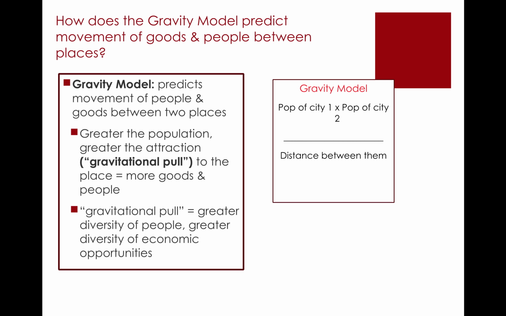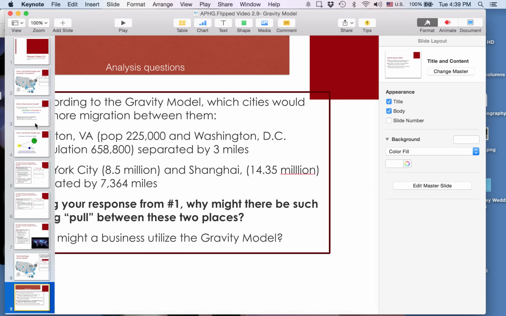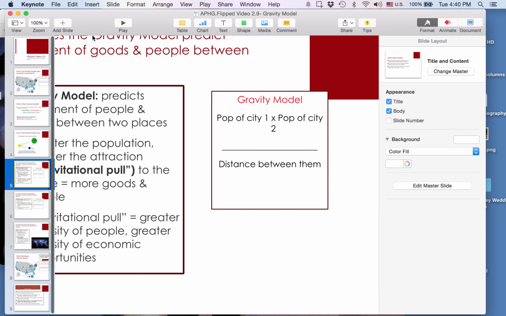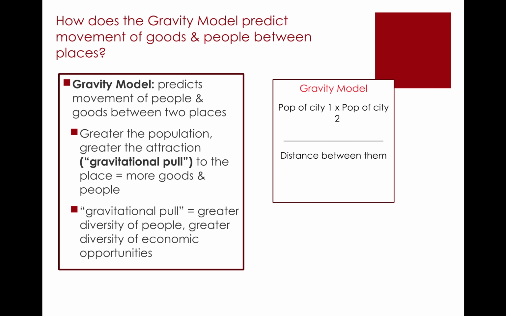This makes sense in context. It makes sense that Arlington, Virginia, and Washington, D.C., separated by 3 miles. Arlington has a population of about 225,000 people. In Washington, D.C., let me check my numbers in my analysis questions, 658,000. If we take the population of city 1 times the population of city 2 divided by 3, they're going to have a pretty strong gravitational pull. There's going to be lots of migration and daily circulation between Arlington and Washington, D.C.